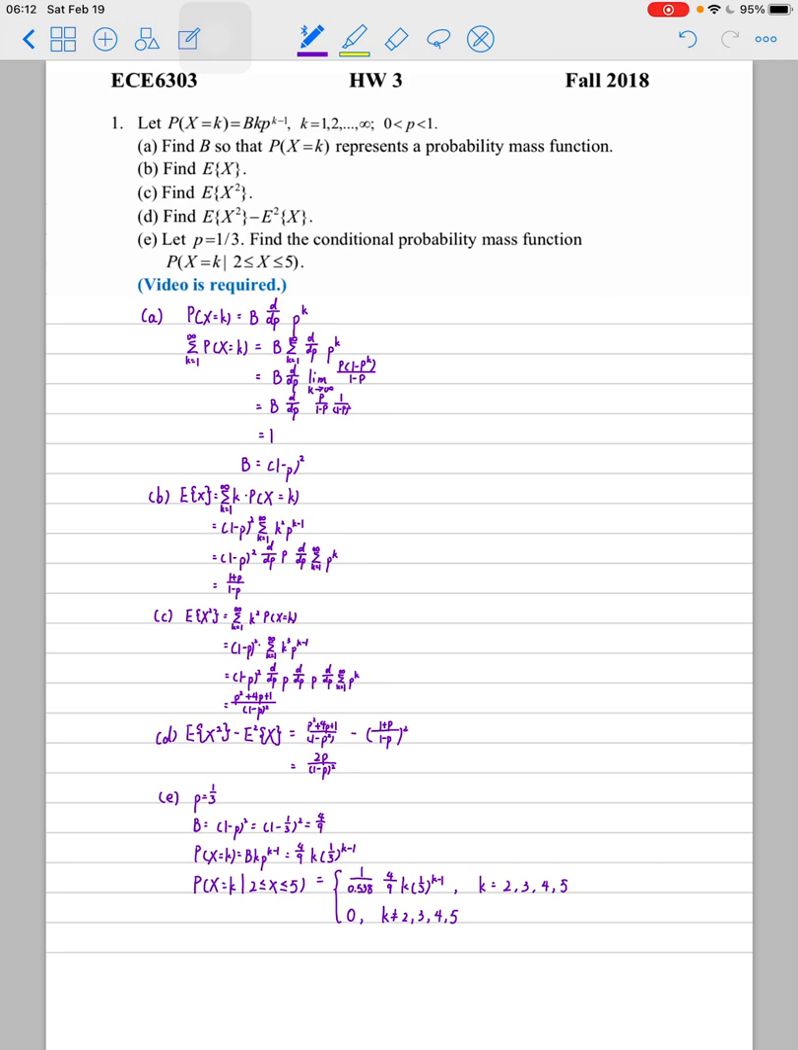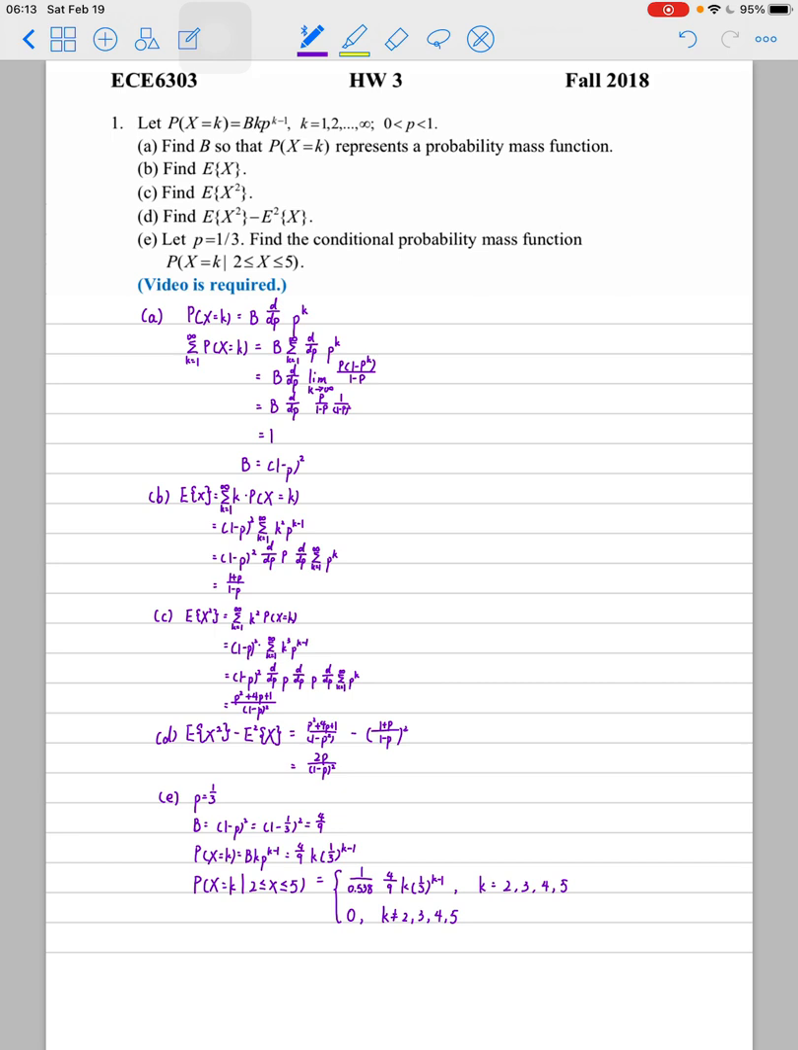For part B, find Ex. Ex can be equal to the cumulative sum of k times p(x = k), which equals (1 minus p) to the power 2 times the cumulative sum of k squared times p to the power k minus 1, and then we can get the result 1 plus p over 1 minus p.